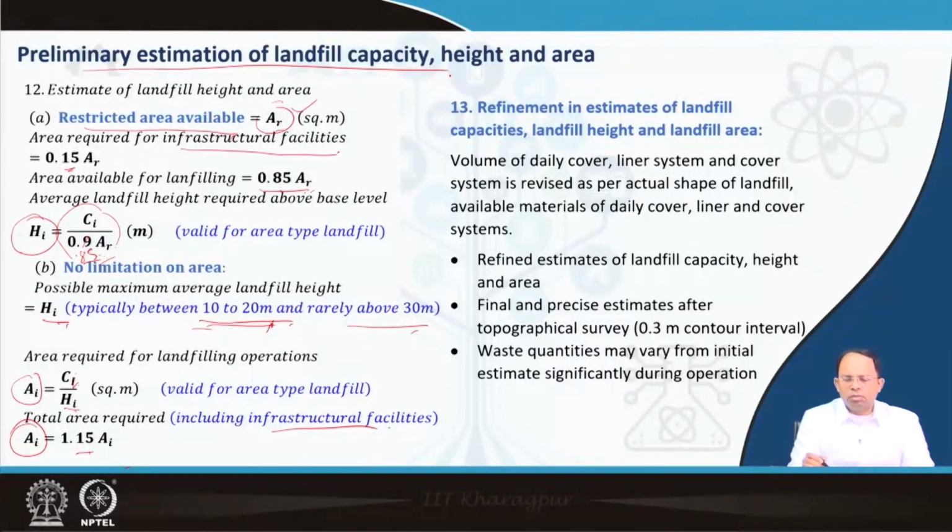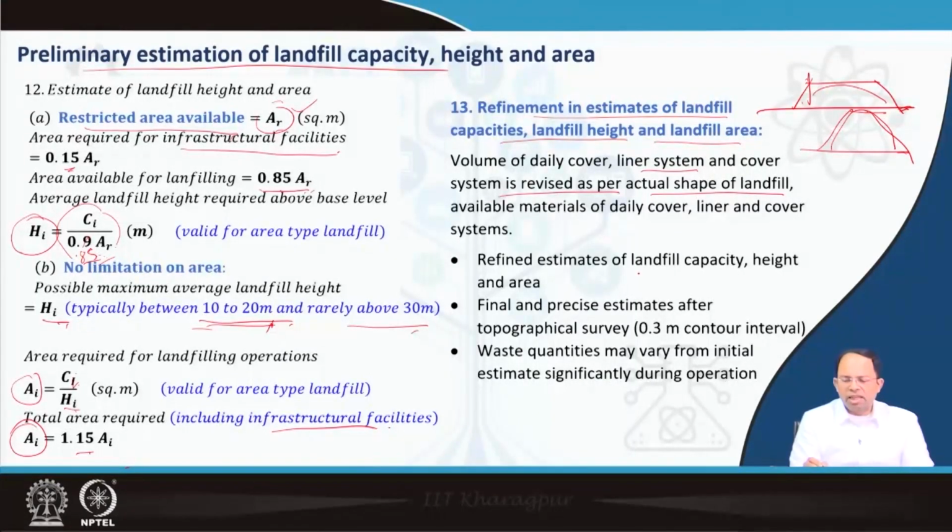But if I need to do the actual, we need to refine these estimates of the landfill capacities using the actual landfill height for that particular area, and considering the local context, we have to refine these particular estimates. So volume of daily cover, liner system and cover system is revised as per actual shape of the landfill. Because if I go with a landfill which is like this, it will require certain kind of cover. If I go with a landfill like this, it will require another volume of cover. But even though the overall volume remains same.